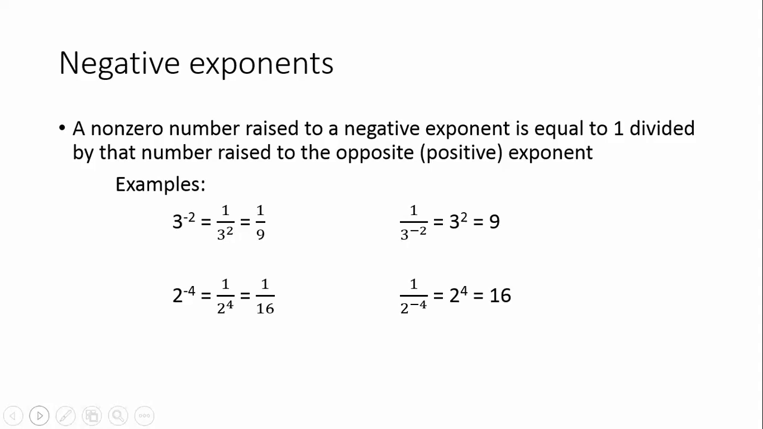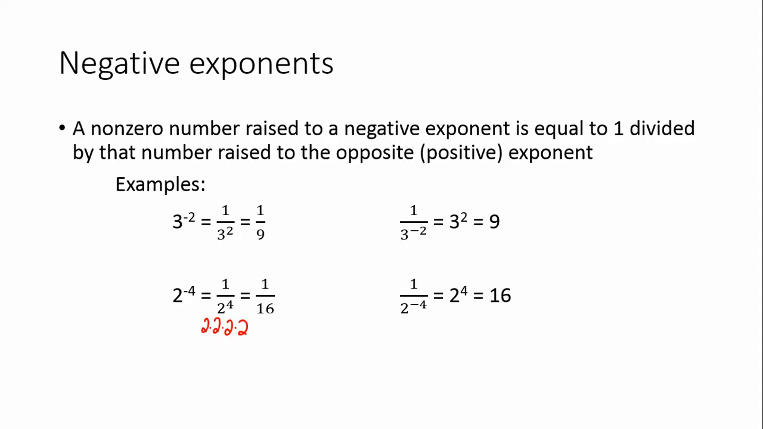Similar with 2 to the -4th. We're going to write 1 over 2 to the 4th, making the exponent positive. 2 to the 4th, remember, is 2 multiplied 4 times, so we get 1 over 16.